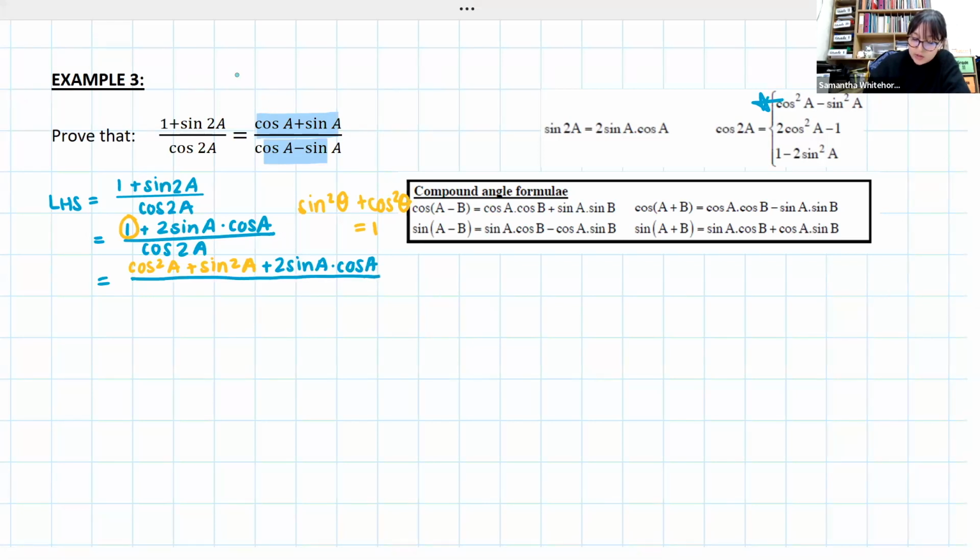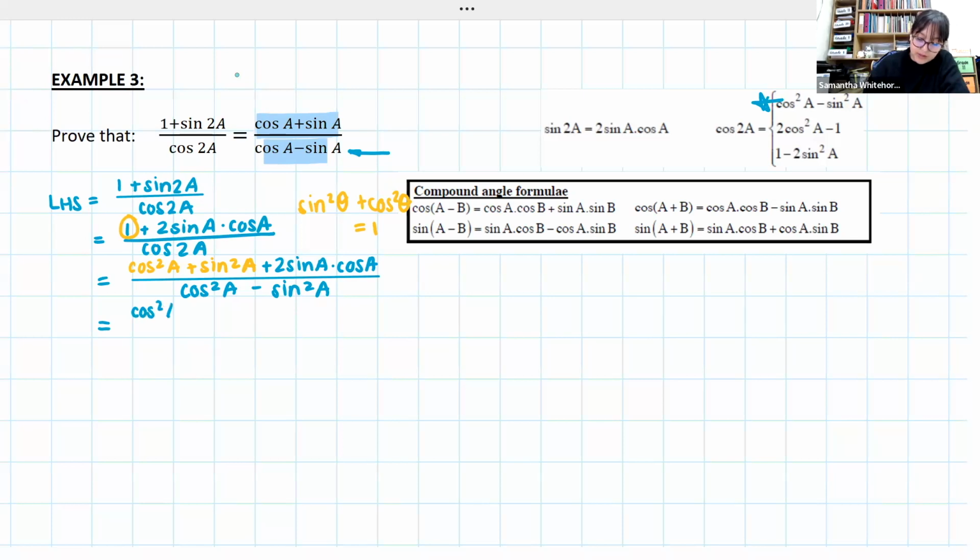And like I say, we're going to choose the cos double angle identity that has cos squared a minus sine squared a, because I know I can factorize that. And I know that it's a difference of squares, of which one of the brackets is cos minus sine. Okay, now this numerator should look familiar to you. We just did an example where we factorized this exact expression.